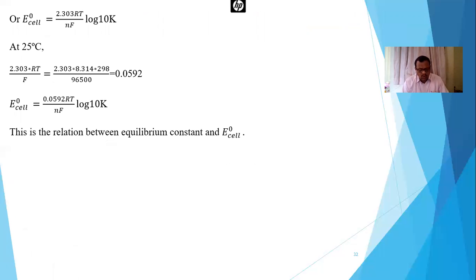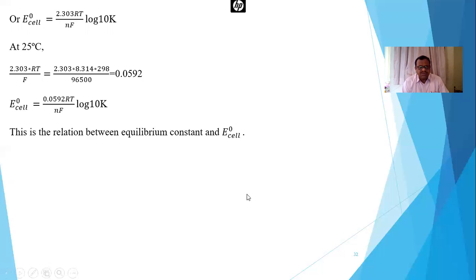At a definite temperature, if you want to remove the natural log, we can use log with the base 10 by multiplying by 2.303. So E standard cell is equal to 2.303 into RT upon NF into log with the base 10 K, that is the equilibrium constant.